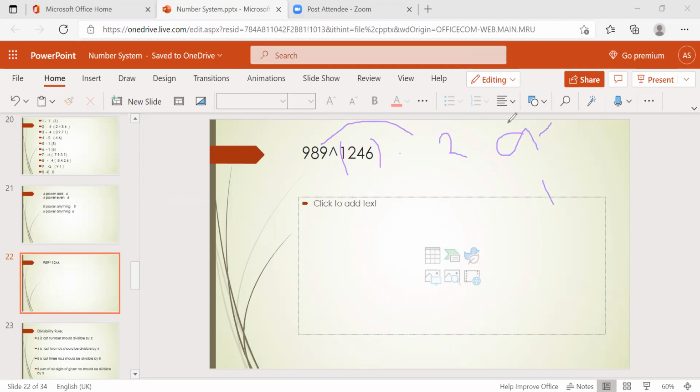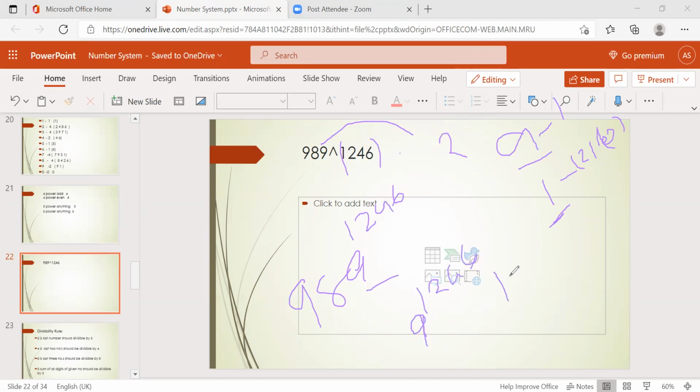If remainder is 1, that is 9, and for remainder 0 it is 1. Remainder 2 will not get any time. Why? Because the remainder is always less than the number, right? So remainder 0 will get, then it is 1, right? Now check this number: 989 power 1246. That means 9 power 1246. What do I have to do?